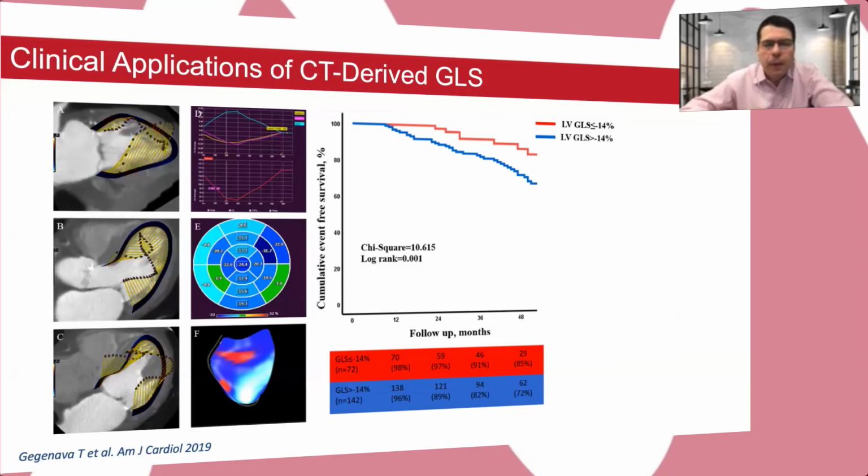So the group from Dr. Bax took this CT strain evaluation in patients with severe aortic stenosis that received TAVR and evaluated the prognostic value. And what we can see is that patients that had a higher strain than -14 had worse outcomes compared to patients with preserved strain by CT.